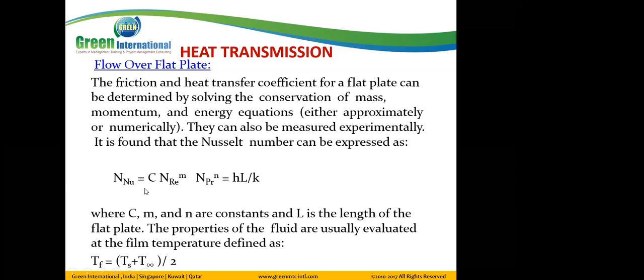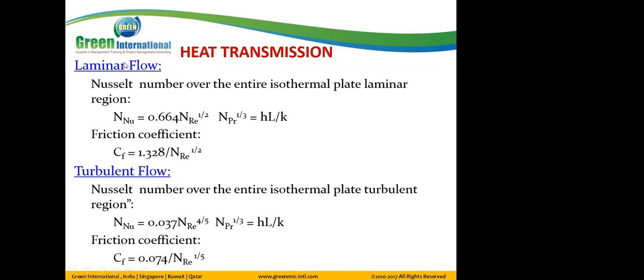For that, they have derived and calculated the values. If it is laminar flow, please mug up this one. For laminar flow, the C, m, n values: C is 0.664, m is 1 by 2 and n is 1 by 3. And if it is turbulent, C is 0.037, m is 4 by 5 and n is 1 by 3. And this is for turbulent.